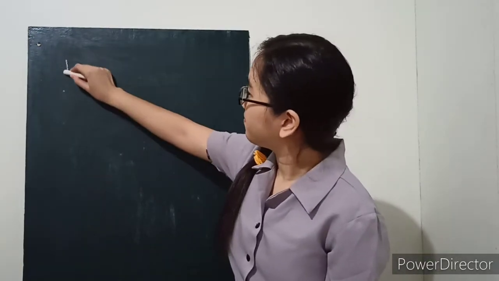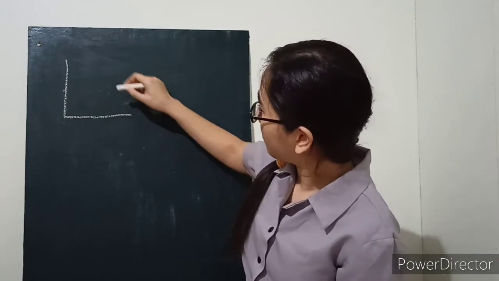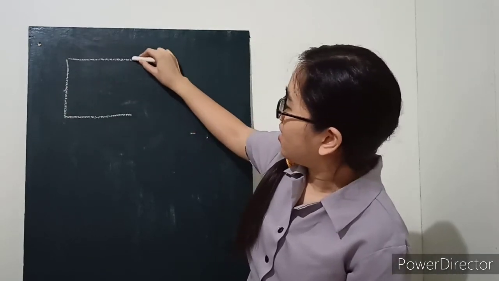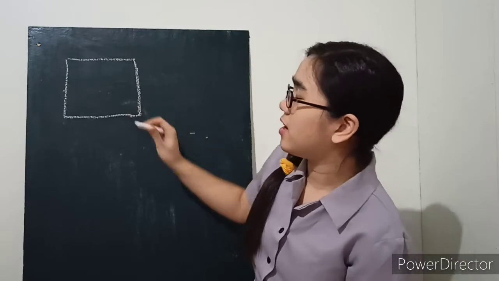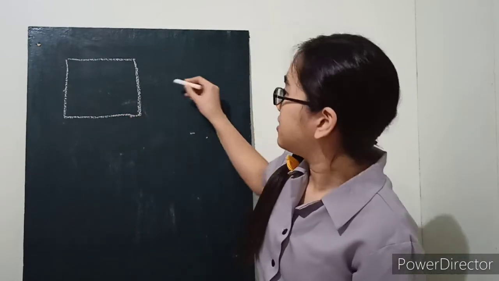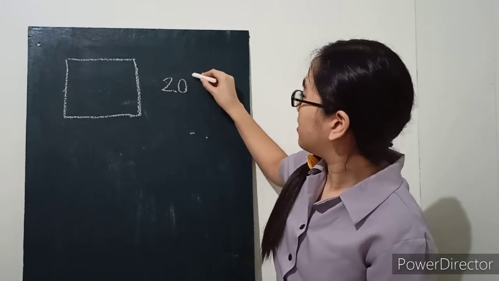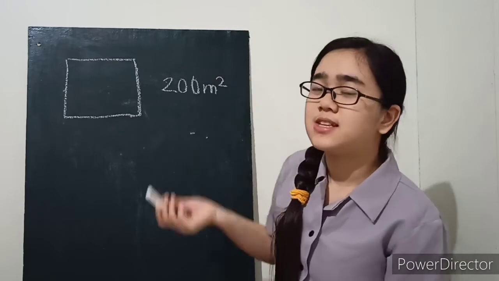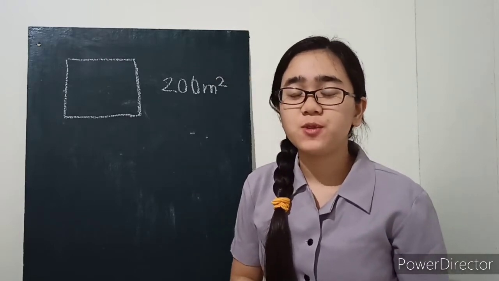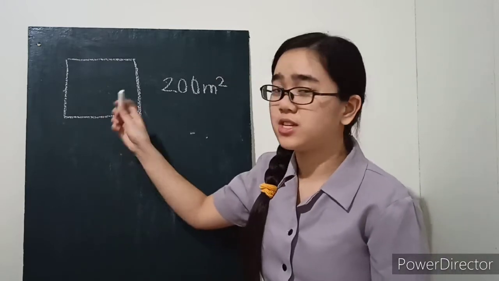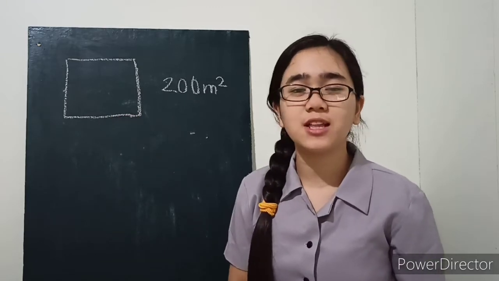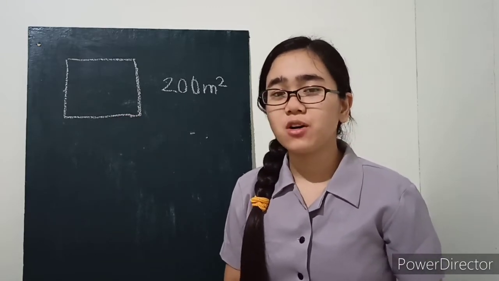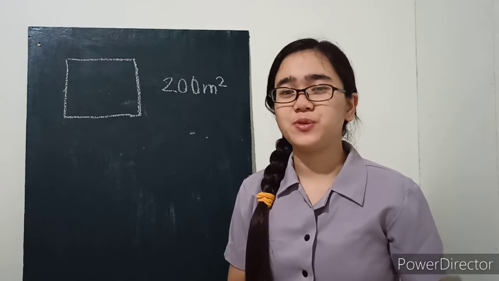So, for example, we have here a square. And the area of this square is, for example, 200 meter square, which is the number of square units of a closed figure, which is the square, or any shape or any polygon that has a number of square units.